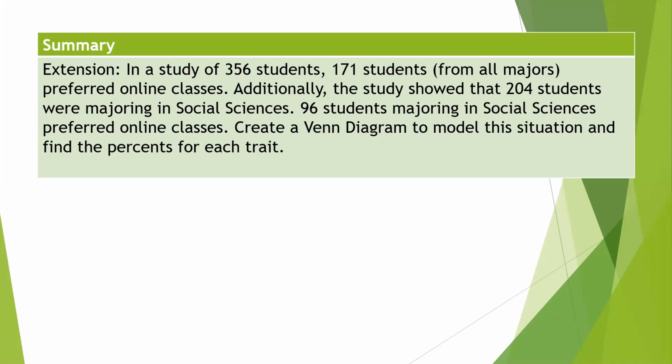171 of them come from all majors and prefer online classes. And in this study, there were 204 students who were majoring in social sciences. 96 students who were majoring in social sciences preferred online classes. So a thing to note in this is when I say there's 204 students who are majoring in social sciences, some of them preferred online classes and some of them didn't. So while you're doing this, go through the steps. Let me put those up on the screen in case that might be helpful.